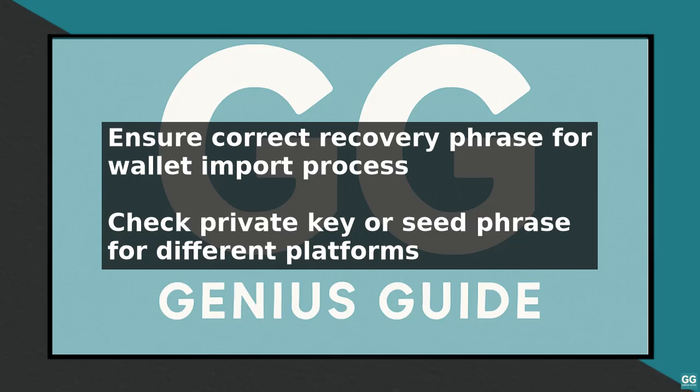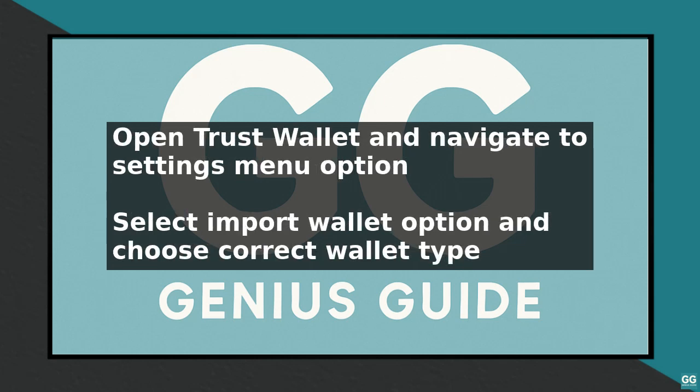First, open Trust Wallet and navigate to the Settings menu. From there, select the option to import a wallet. You will be prompted to choose the type of wallet you want to import, such as a mnemonic phrase or private key. Select the correct option and enter your recovery phrase or private key.